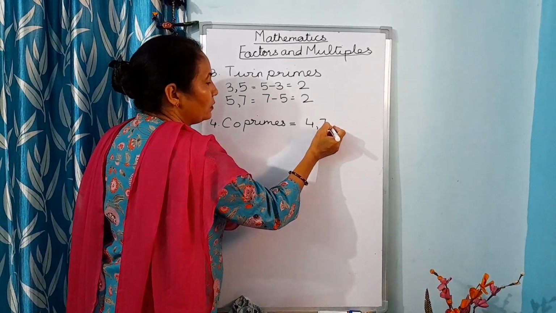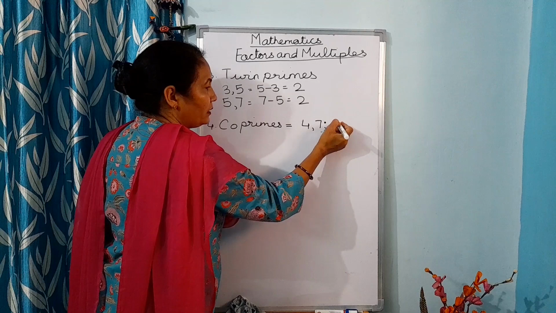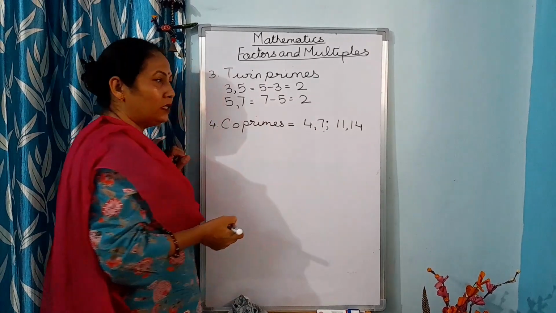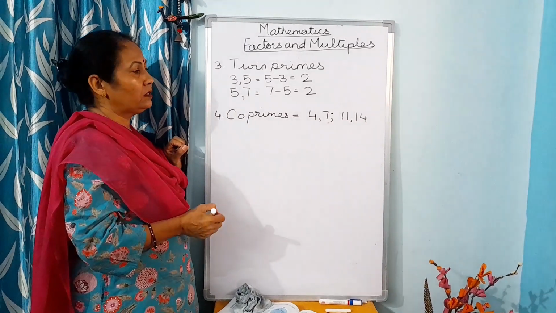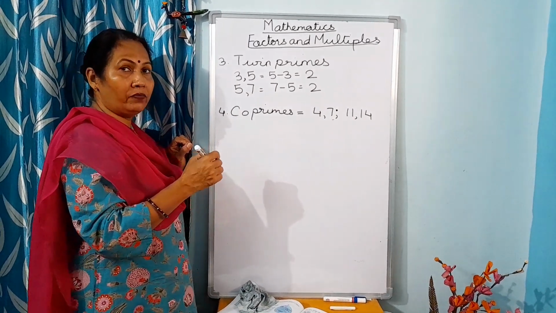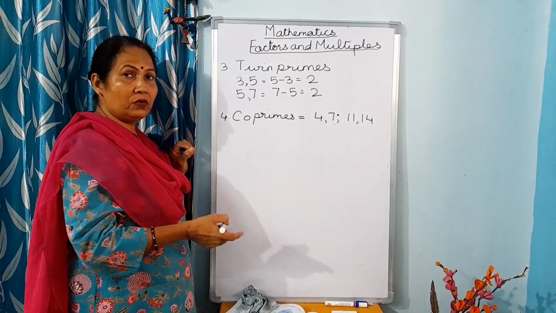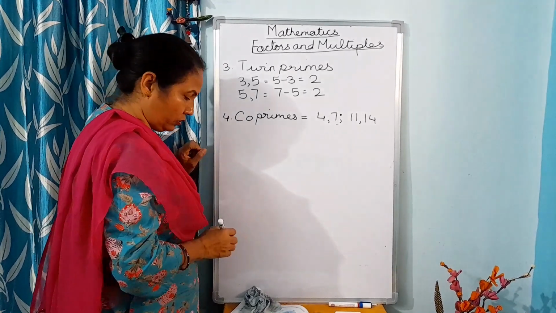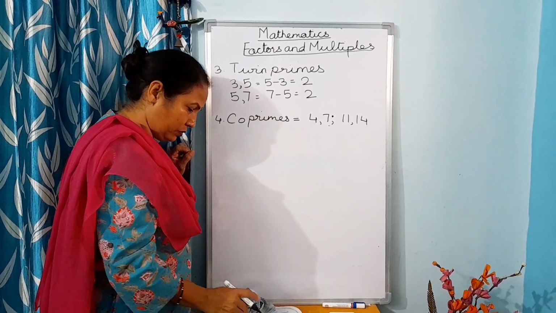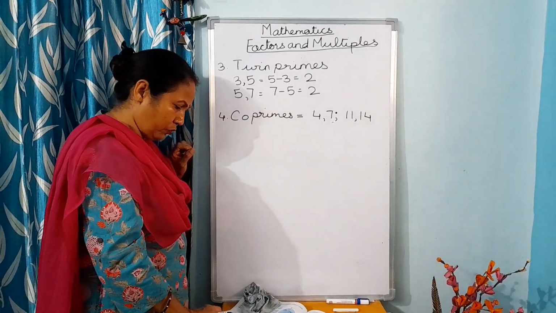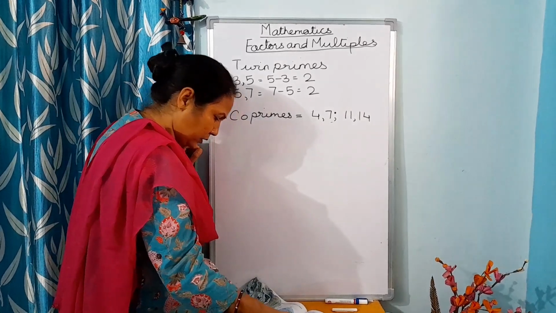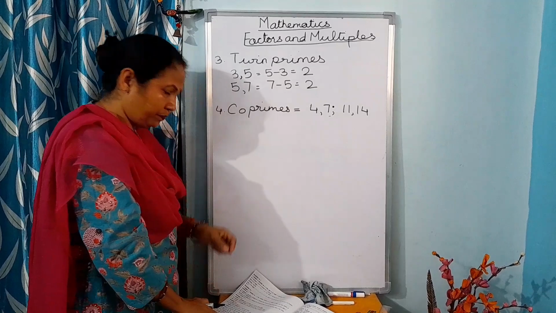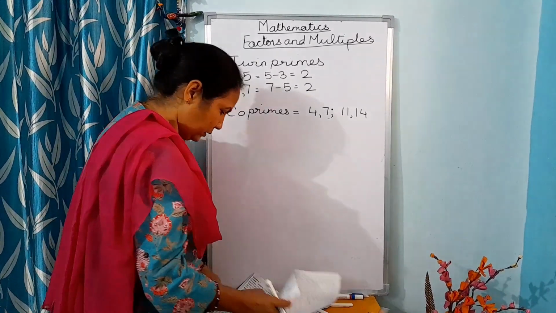Then you have one more set, that is 11 and 14. Here also you will see that it doesn't have any other common factor. Only 1 is the number which will divide both the numbers. So children, these are co-prime numbers which you can see in your book. Now next you have divisibility rules, which I will send you the exercise.